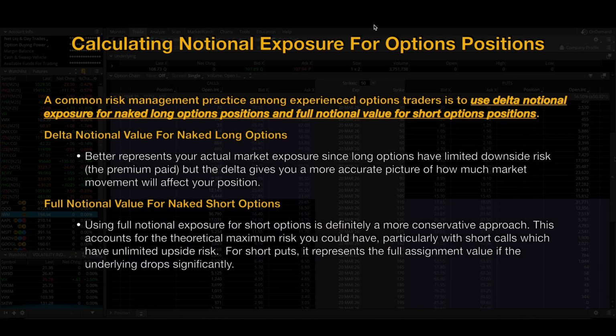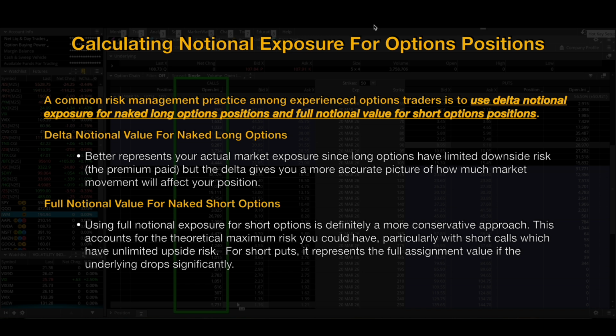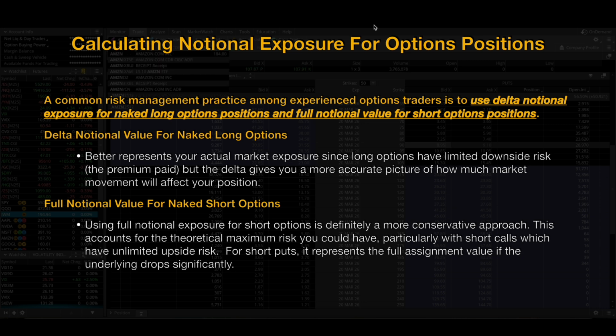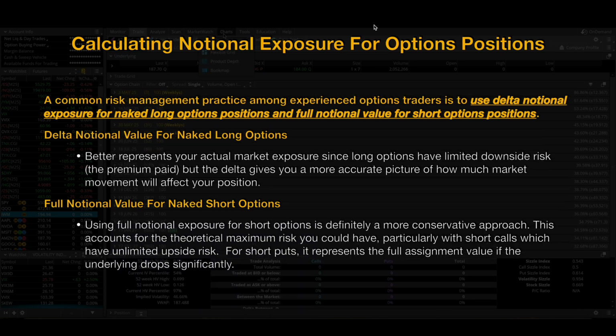A common risk management practice among experienced options traders is to use delta notional exposure for naked long options positions and full notional value for short options positions. By using delta notional value for naked long options, we get a better representation of actual market exposure since long options have limited downside risk, the premium paid, but the delta gives you a more accurate picture of how much market movement will affect your position.